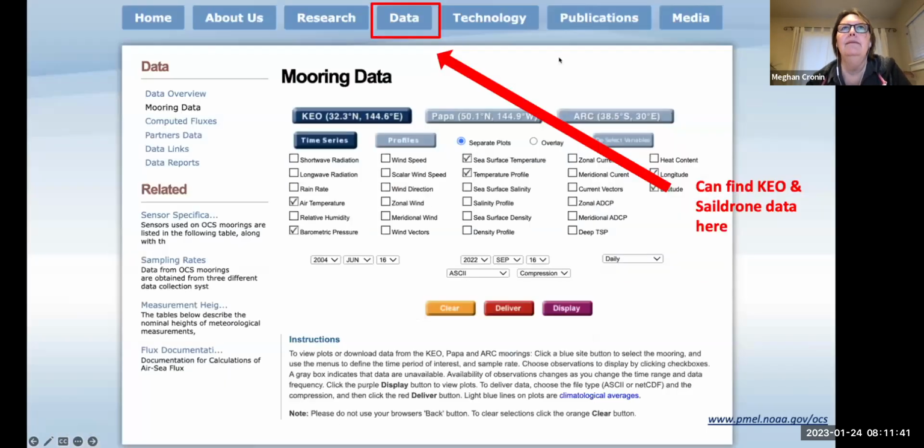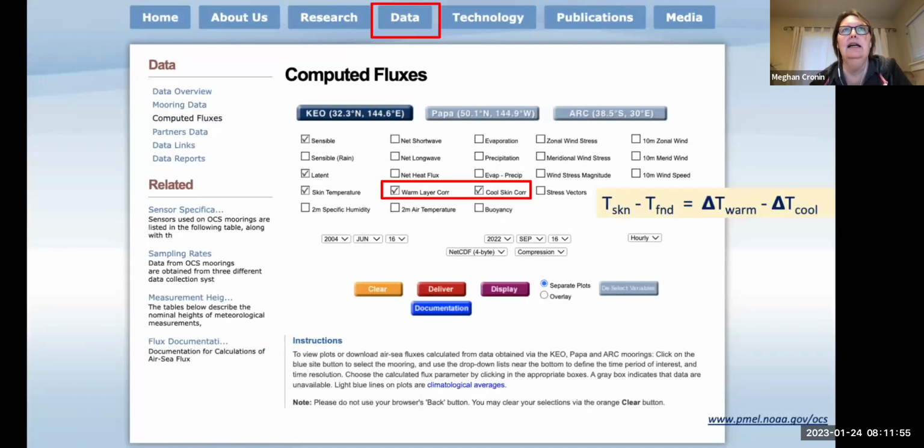You can get the data by going to that button, and it's just click, click, click. You can also get sail drone data by going to that button. And if you go down, you can get computed fluxes. I'll say you're welcome for doing this hard work of calculating the fluxes for these buoys and providing the warm layer and the cool skin corrections to these 1 meter bulk sea surface temperatures. I actually provide those corrections in skin temperature in the fluxes.